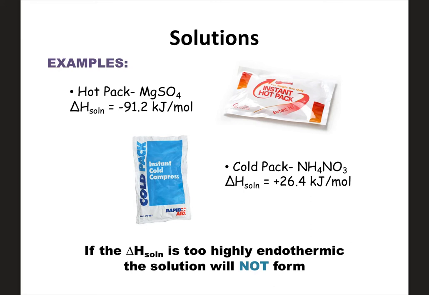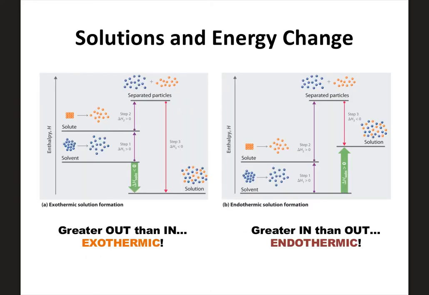Something to point out, if the delta H of solution is too highly endothermic, so if it's too positive, the solution will not form. Basically, the dissolving will not take place. If you get a negative delta H of solution, you can pretty much guarantee the solution is going to form. But sometimes if these positive delta H of solutions are too high, you won't actually see the solution forming. We have to understand this exothermic, endothermic solution formation and look at it in these pictures or graphs here.